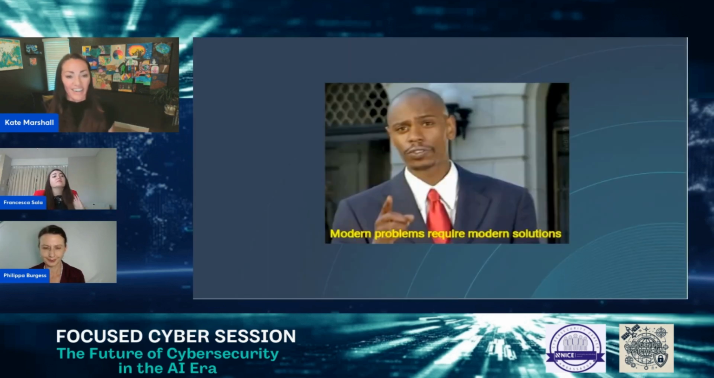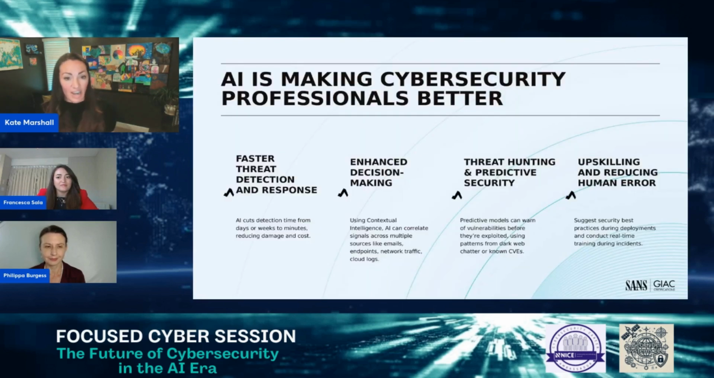And then, I love this one. I just needed a reason to put it in there. But modern problems require modern solutions. And so, yes, cybersecurity experts are absolutely using AI as well. They're using AI to become faster at threat detection, enhancing their decision making, and increasing their predictive security. So predictive models that warn against vulnerabilities before they actually become a problem have been really helpful, and they're evolving and getting better and better with time. And then just upskilling people in real time and reducing human error when there are security incidents and breaches.